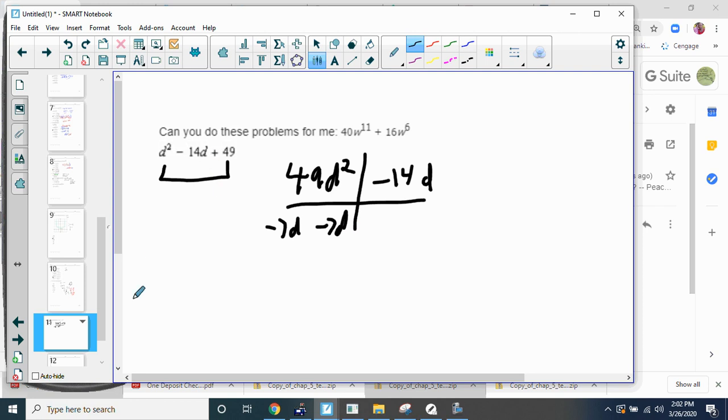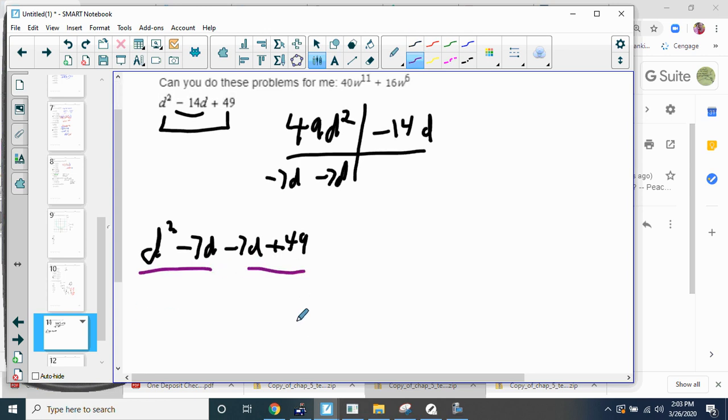And then I'm going to rewrite the original question as D squared, but instead of negative 14D, I'm going to put in negative 7D minus 7D plus 49. And then I'm going to factor by grouping like that other video said. Look at the first group and then the second group. The first group I can take out a D, and I'm left with D minus 7 inside. The second group I can take out a negative 7, and I'm left with D minus 7.